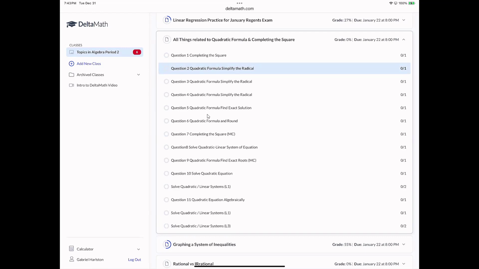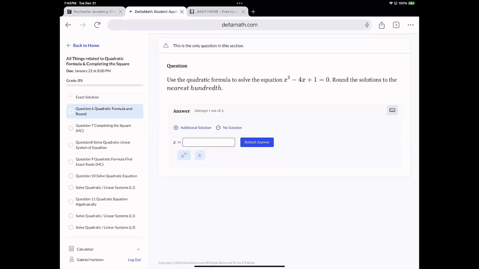I'm going to start with the easiest example that we have. So I'm going to do this question. Whenever they say use the quadratic formula and they give you an equation and then say round the solutions, as soon as you see the word round, that means you can graph it, just find the zeros, and round to whatever they tell you to round it to. So that's what I'm going to do.